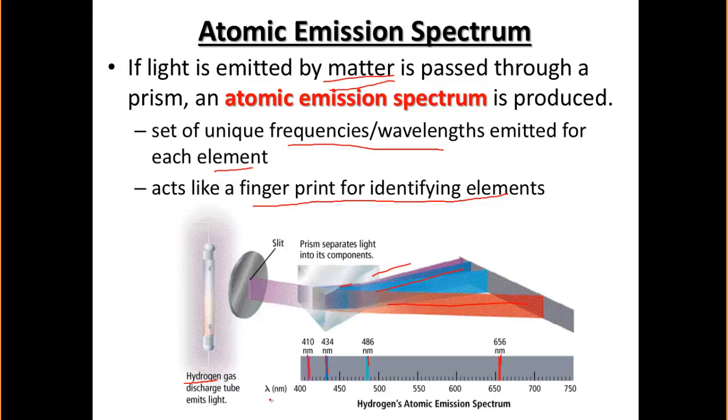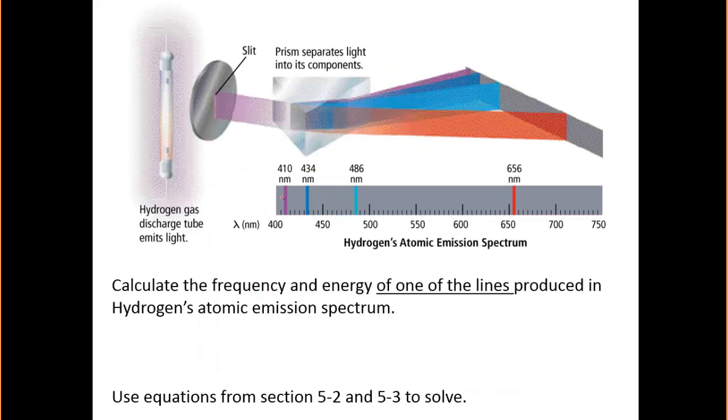Now, in your notes, it shows you that this is in nanometers. Nanometers are a similar idea to meters, except we have to change that a little bit. So 400 nanometers is equal to 4 times 10 to the -7th meters. Use that information to calculate the frequency of one of the lines produced, and then calculate the energy.